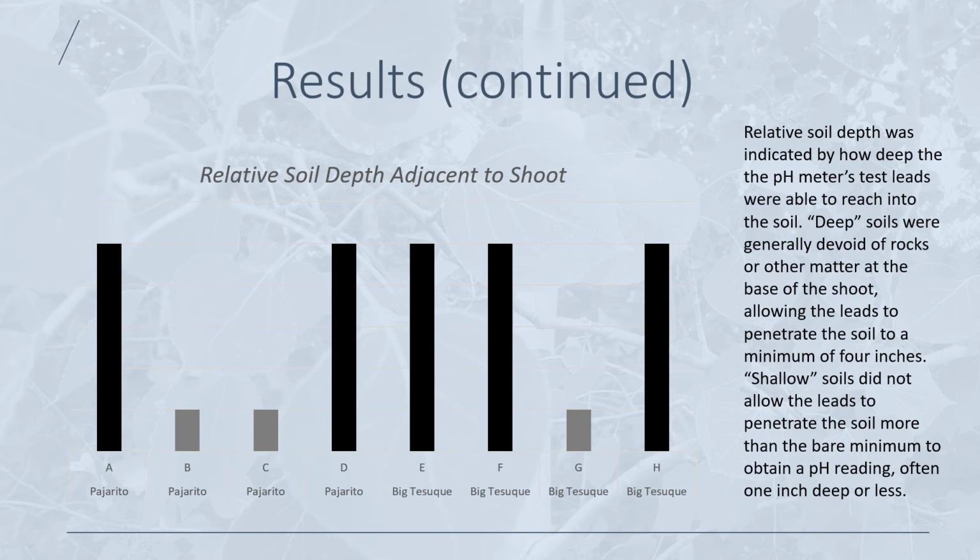One of the observations noted was soil depth. The pH measurement device I used has two metal probes that are about 6 inches long. On 3 of the shoots, 2 at Pajarito and 1 at Big Tesuque, the soil was rocky enough that I couldn't insert the probes more than an inch, just barely enough to get a pH reading. Again, note Pajarito B and Big Tesuque G. Given these readings, what might you expect their perceived health to be?